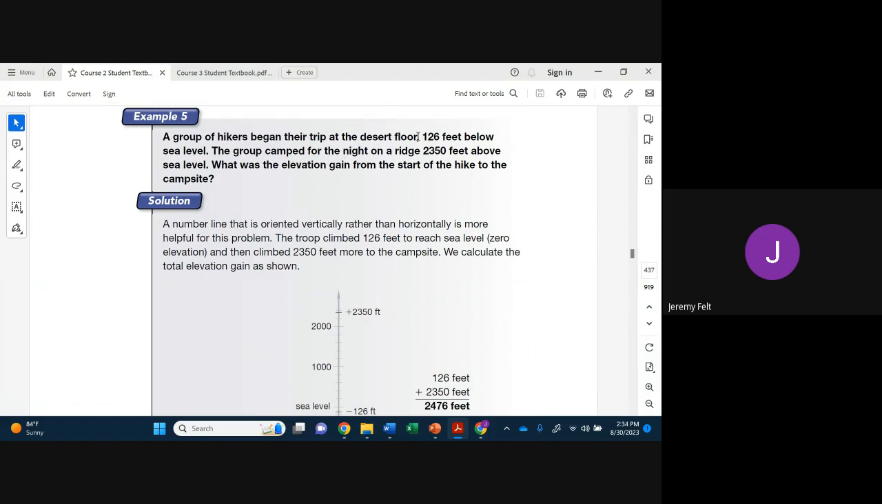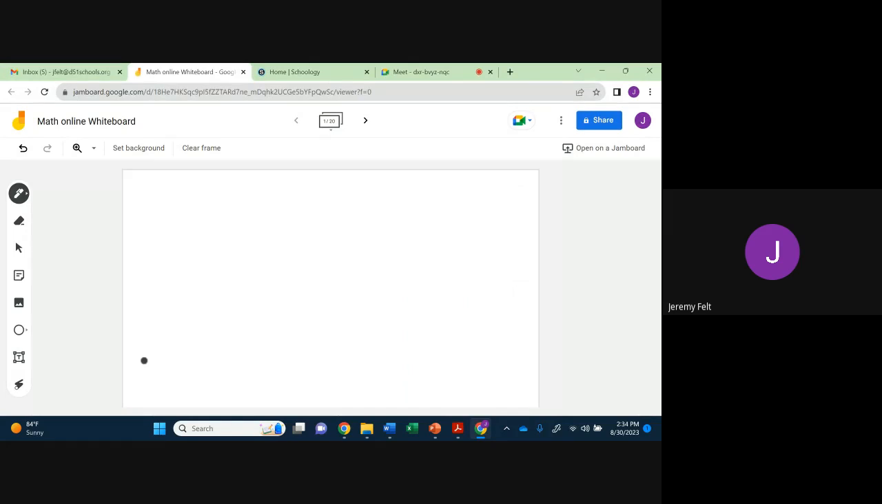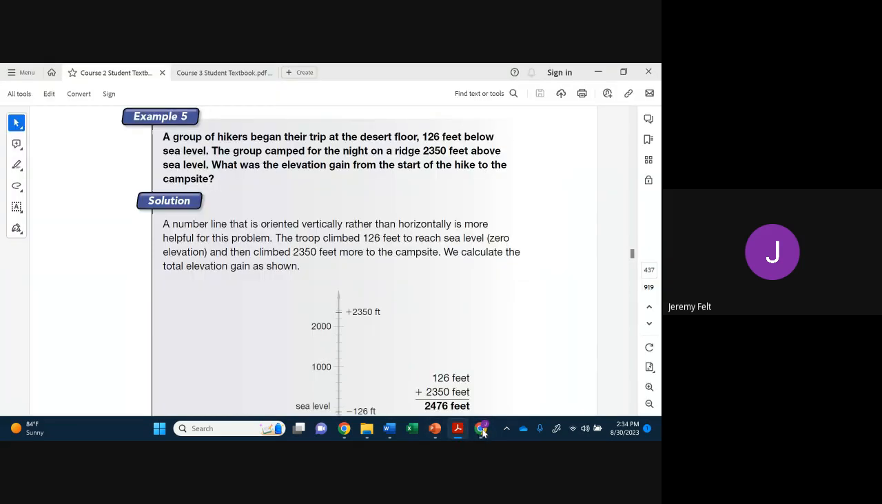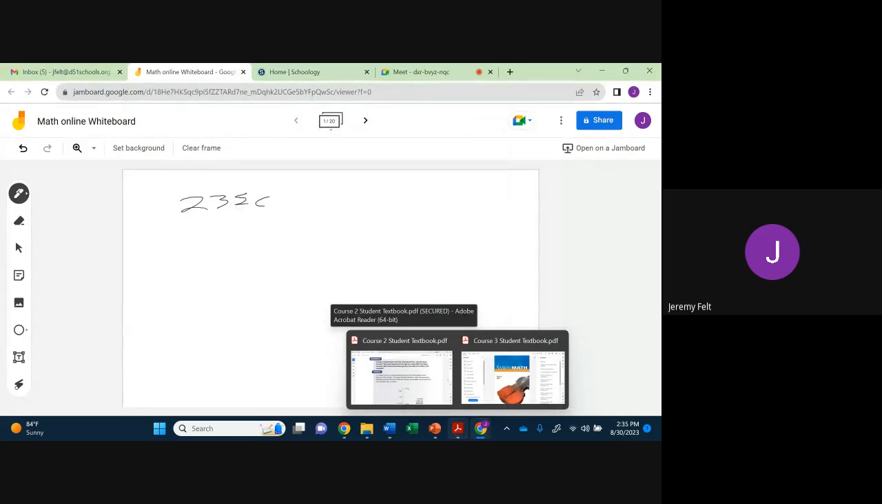Well, from sea level, they were 126 below, and then they went up to 2,350. We want to know the difference, how much we gain. So 2,350 minus negative 126. Minus a negative, negative and negative make a positive. So we get 2,350 plus 126, which would give us 2,476.